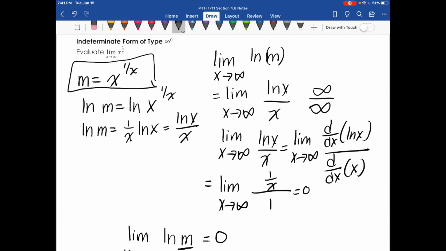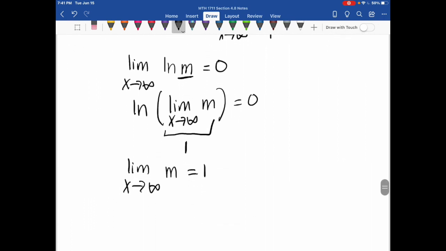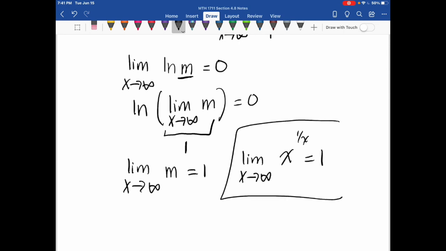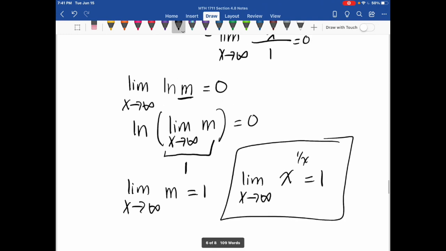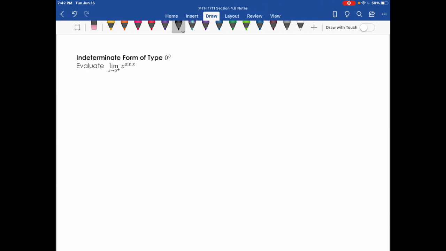And what did we substitute as m? If we come back up here and remember, m was that weird function, x to the 1 over x. So we can say that the limit as x approaches infinity of x to the power of 1 over x is equal to 1. And this is what we were trying to find out from the beginning.